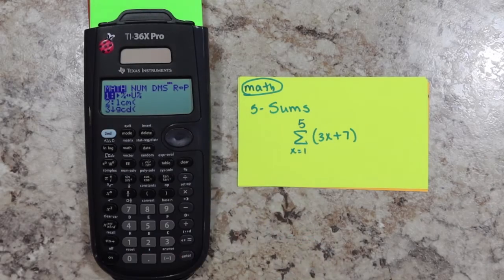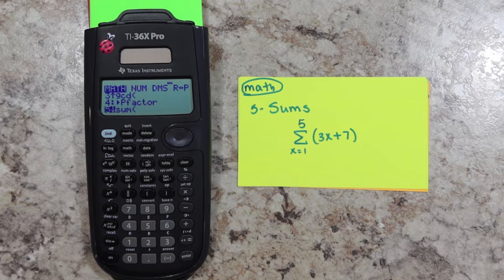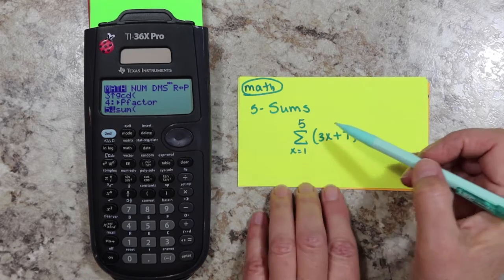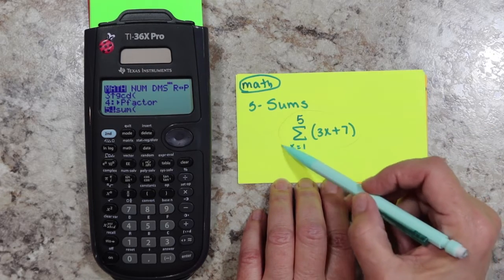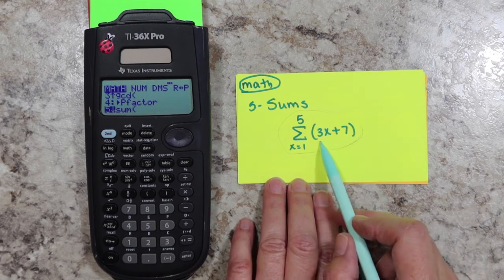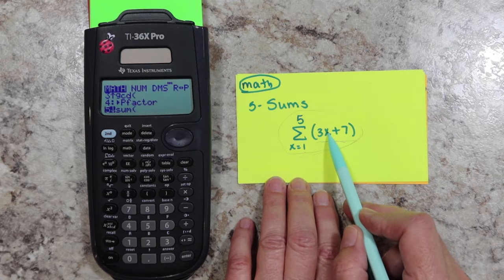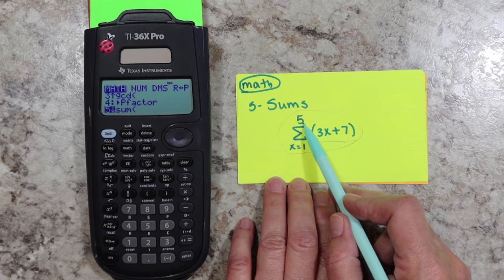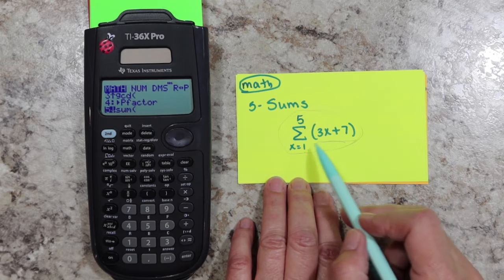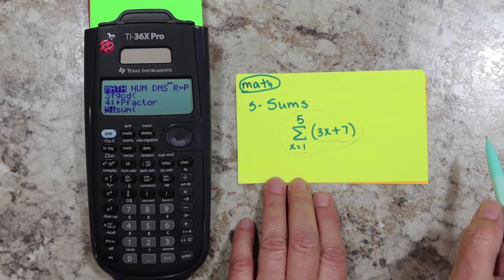And the math menu again, we're going to scroll down to number 5 where it says sum. These problems look like this, and they're not really hard. What this problem actually says is take this expression and start with 1 and plug it in and go all the way up to whatever this number is. Plug all those numbers in one at a time, and whatever you get, add them all together.